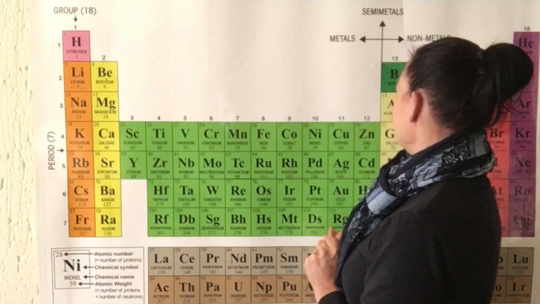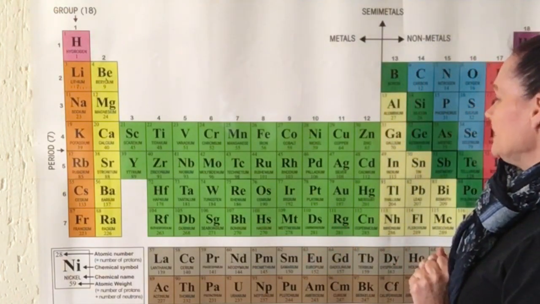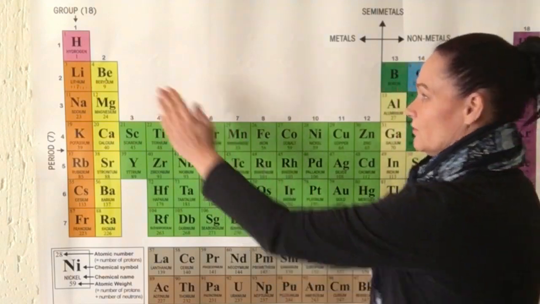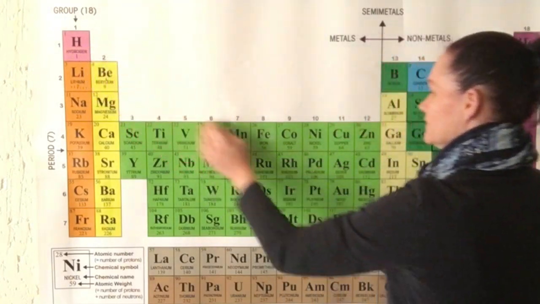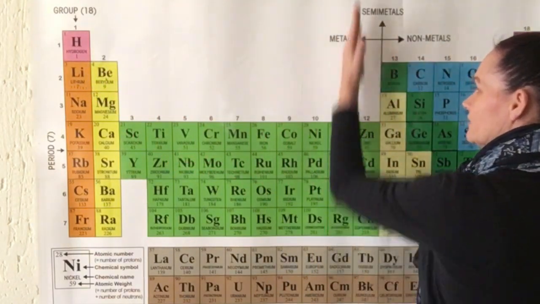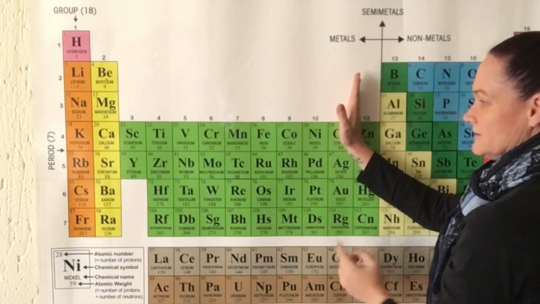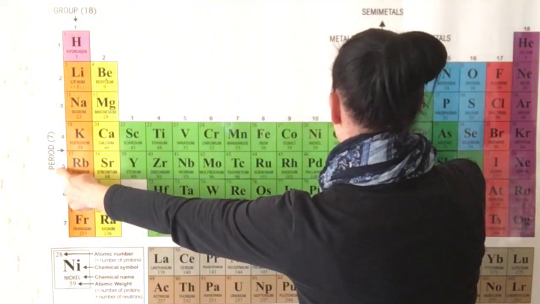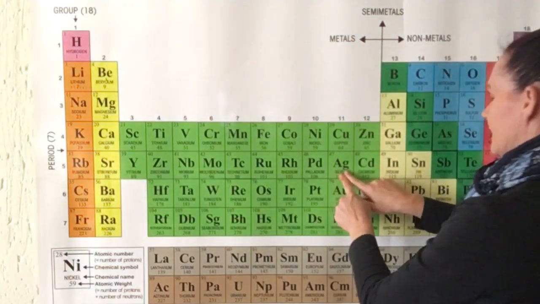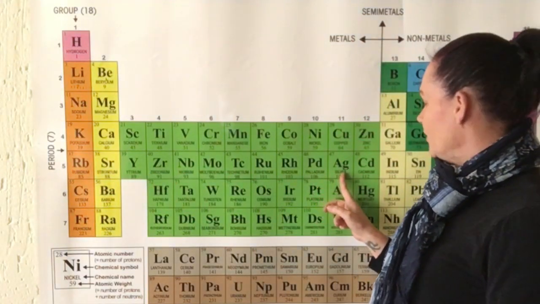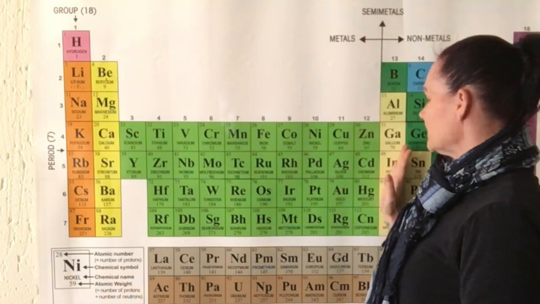What element can be found in group 11, period 5? So all I need to do is find group 11, because we know my groups run down, and I need to find period 5, and I use my fingers, and I get to element 47, silver. And I know that silver is a metal because it's this side of the staircase.